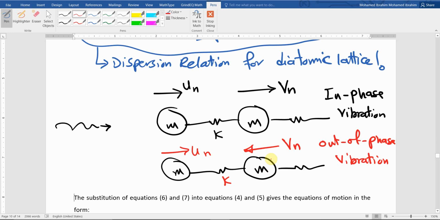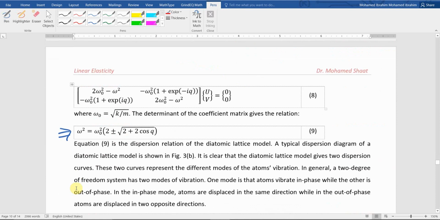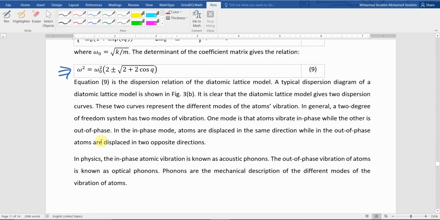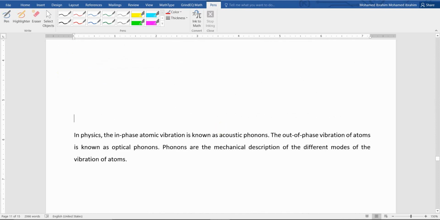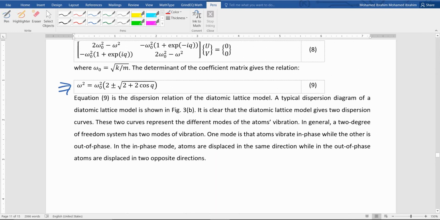Since we have a 2 degree of freedom system, we should have 2 equations of motion, 2 frequencies, and in addition 2 modes of vibration. So if we try to draw this dispersion relation, we are going to end up with a curve which should be typically similar to this. This is the dispersion relation that we are going to draw for Q changing between negative pi and pi, as we did with the monoatomic lattice.